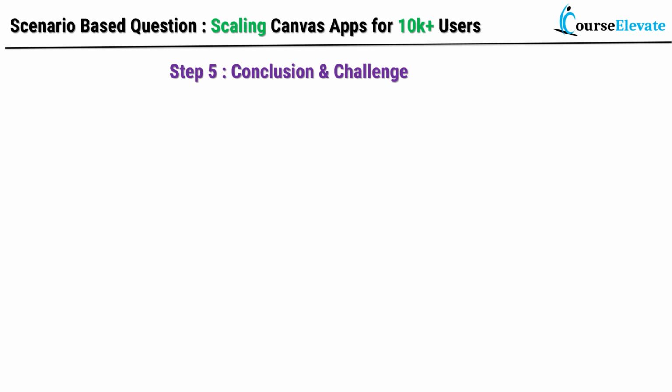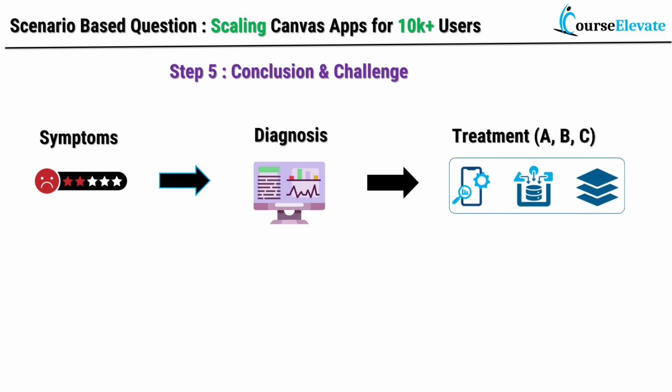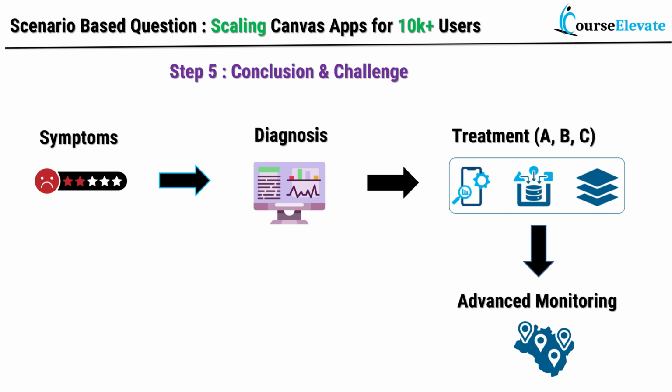So fixing a slow Power App for 10,000 plus users is like a surgery. It needs understanding symptoms, proper diagnosis, the right treatment and regular checkups. Master this approach and you will stand out in the interview.